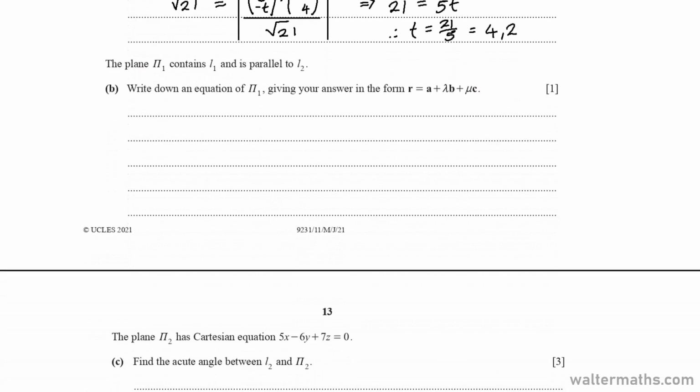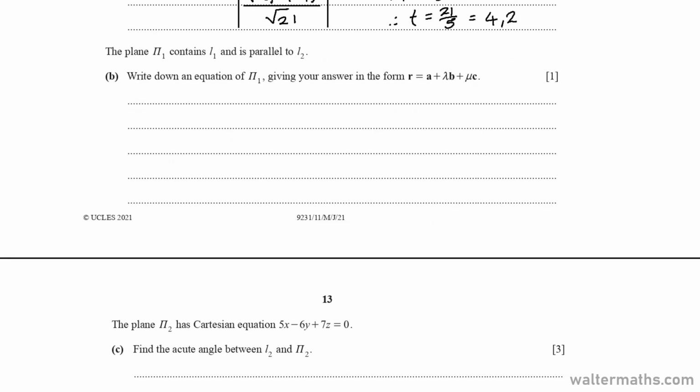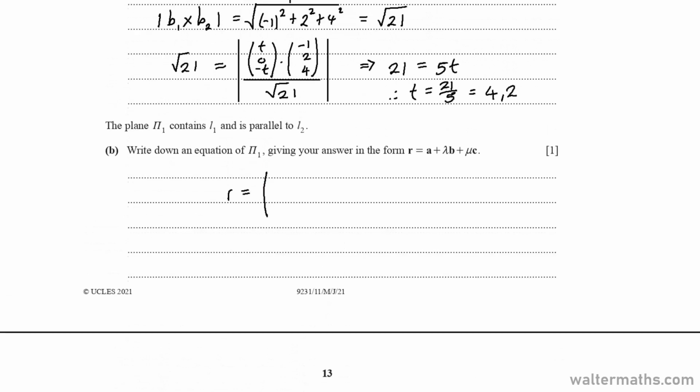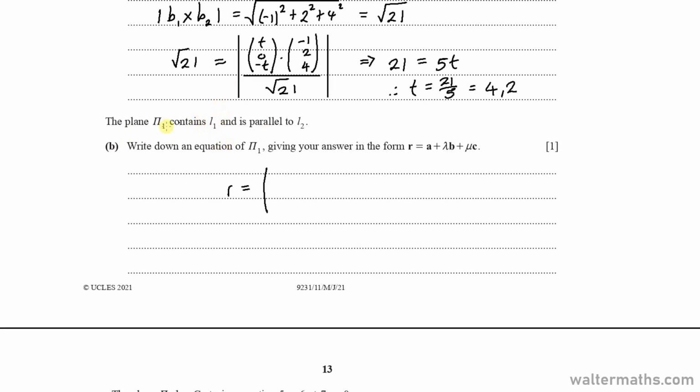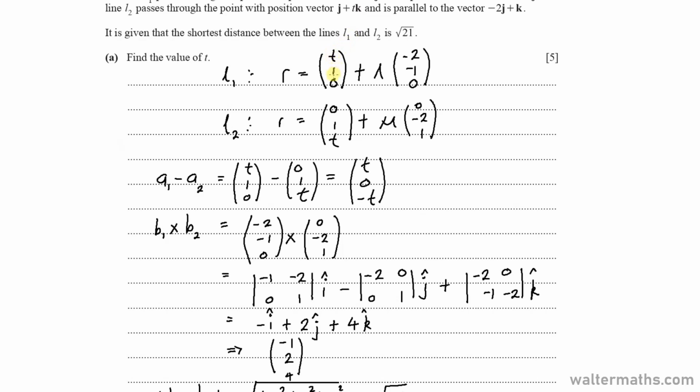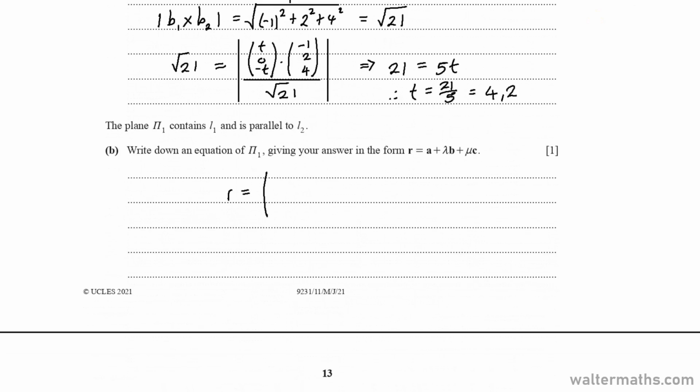Let's scroll down to part B. On part B, they say the plane pi1 contains L1 and is parallel to L2. Write down the equation of pi1, giving your answer in the form r is equal to a plus lambda b plus mu c. Now, what we're going to need here for this plane is a point on the plane, which is a. So it's going to be in the form r is equal to a. And what can we have as a? a is the point on the plane, which can be a point on L1, and the point on L1 is the point (t, 1, 0), and we got t to be 4.2, so it'll be (4.2, 1, 0). So that can be the a. That represents a point on the plane.